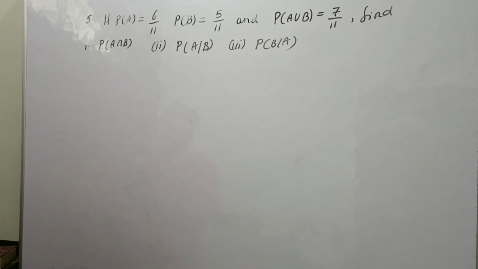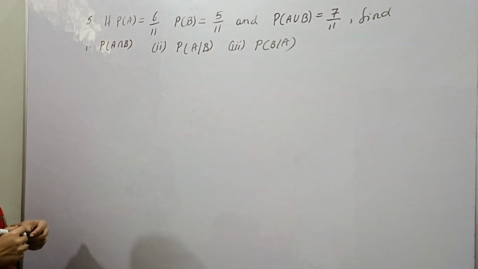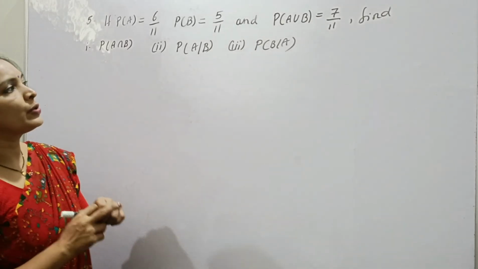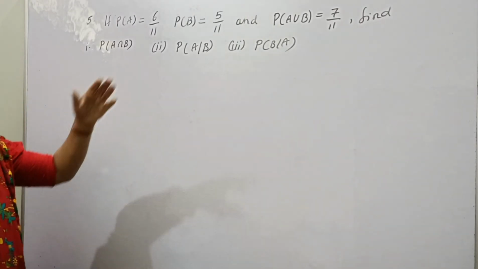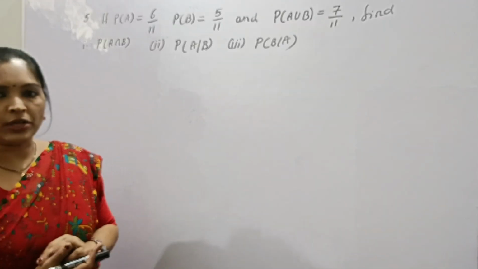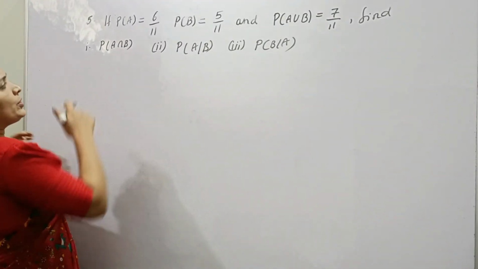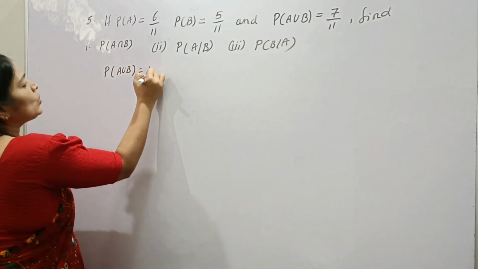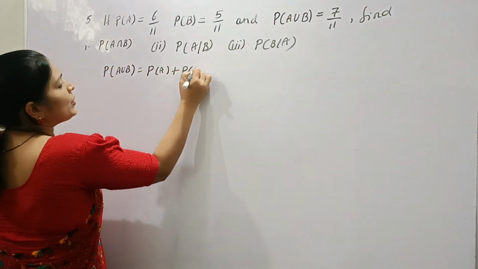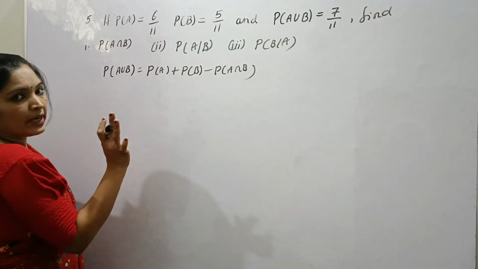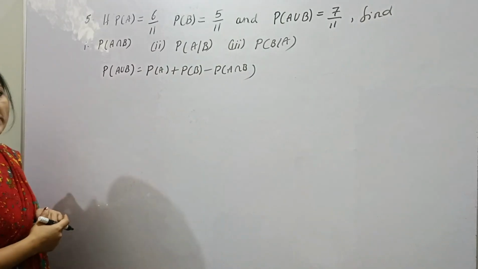If probability of A is equal to 6 by 11, probability of B is equal to 5 by 11 and probability of A union B is equal to 7 by 11, find probability of A intersection B, probability of A given B, probability of B given A. Say probability of A, probability of B and probability of A union B are given, right? So how to find probability of A intersection B? We have a formula, probability of A union B is equal to probability of A plus probability of B minus probability of A intersection B. Okay, these three terms are given, right? So that we can find probability of A intersection B.